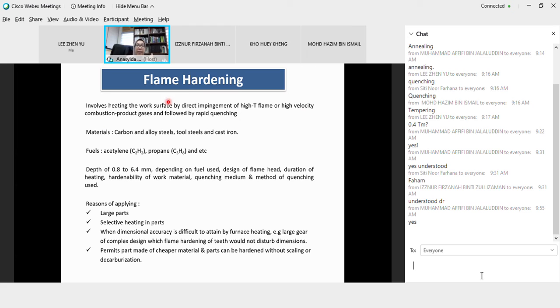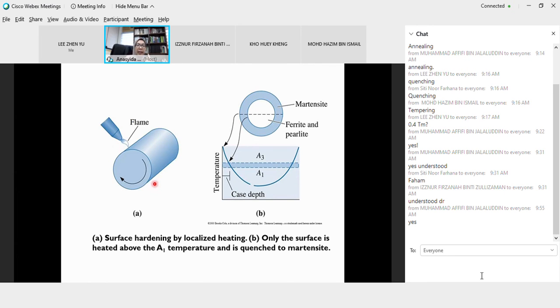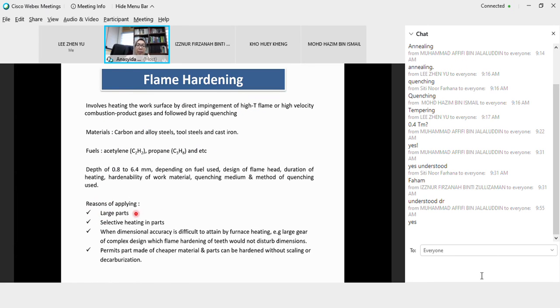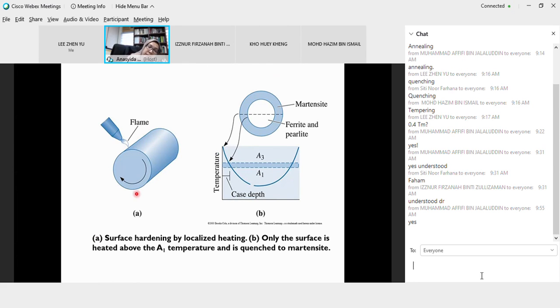You can also use flame hardening. You can use the combustion of gas, which is acetylene and propylene. You can apply this torch at the outer surface, right? As mentioned just now, for a large part with selective heating, this is some of the reason. When you apply this heat, they must ensure that the heat is actually up to the region of austenite. So make sure it exceeds about 900. The temperature must reach 900 so that all the phases dissolve and become one single phase, which is austenite.